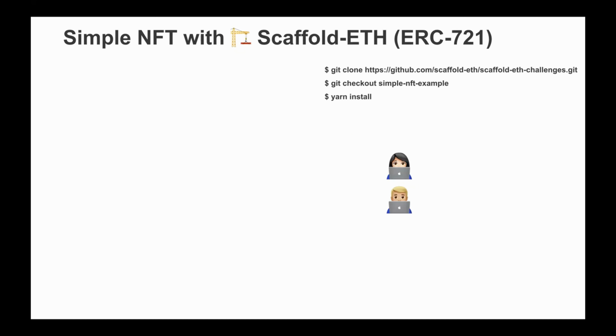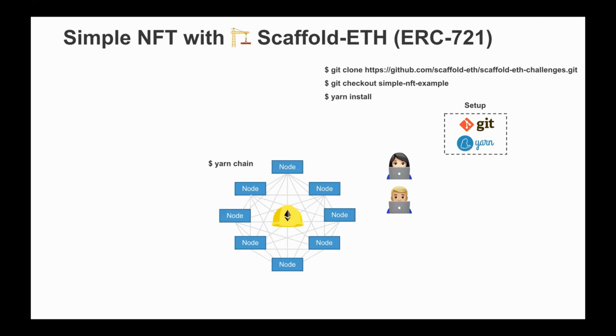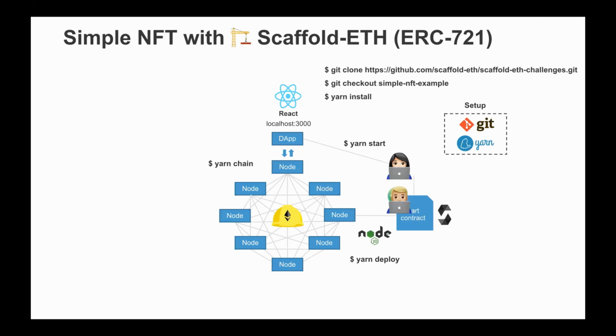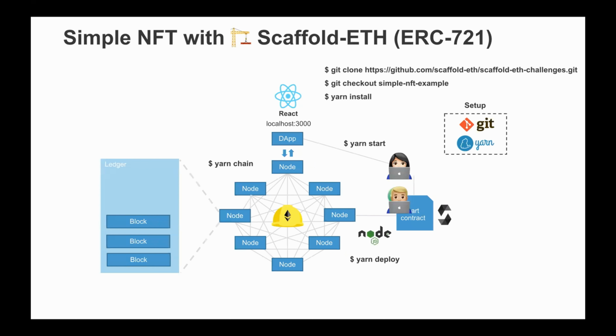And then you check out that specific example using Git, and then do the same process. Do a yarn install to basically install all the dependencies, do a yarn chain to spin up the blockchain, do a yarn start to spin up React, yarn deploy, and then as you interact with the application, all the changes will be saved. And then you can go through and start doing more deployments.